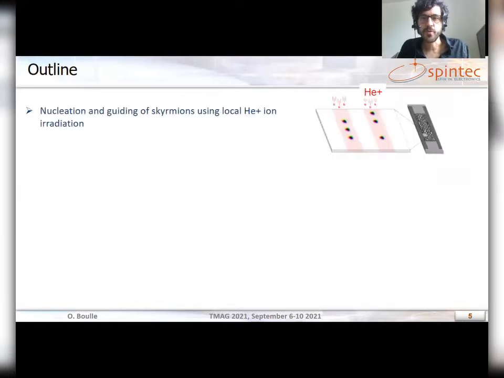So in this talk, I would like to address different approaches in order to lift these limitations, and in particular this skyrmion Hall effect. Firstly, I will show that skyrmions can be nucleated and guided in racetracks using local helium-ion irradiation, which allows us to get rid of the skyrmion Hall effect.